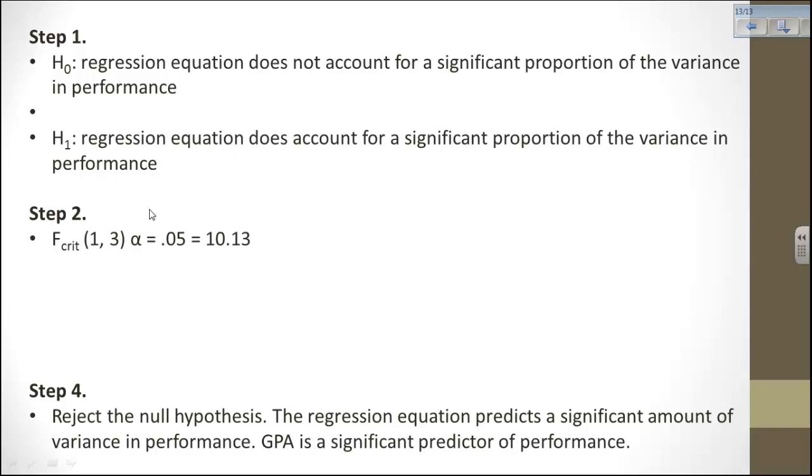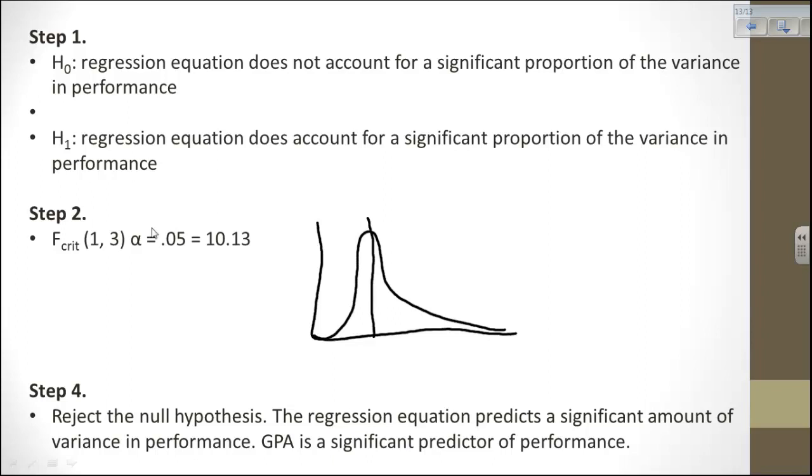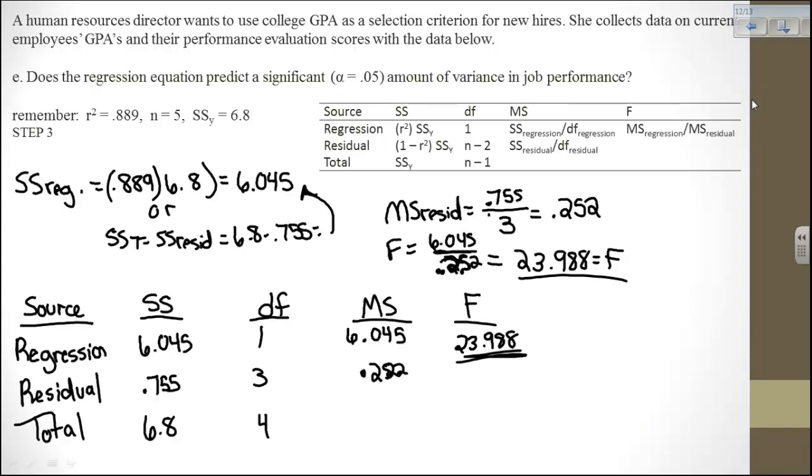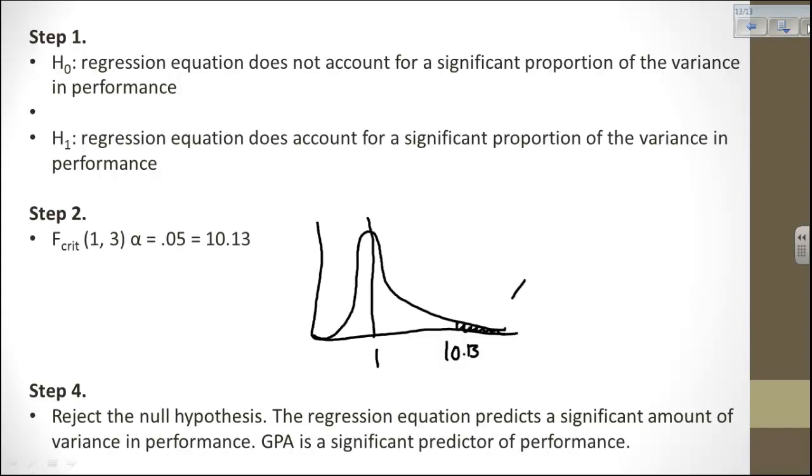Step 2, draw this out. You've got the same critical value that you had before. This is always going to be 1, your degrees of freedom numerator. And our degrees of freedom denominator, or our degrees of freedom residual, was 3 again because we had 5 people in our sample. And if we go back and look at it, 23.988 is our observed F. 23.988, way out there. Huge, huge, huge F value.